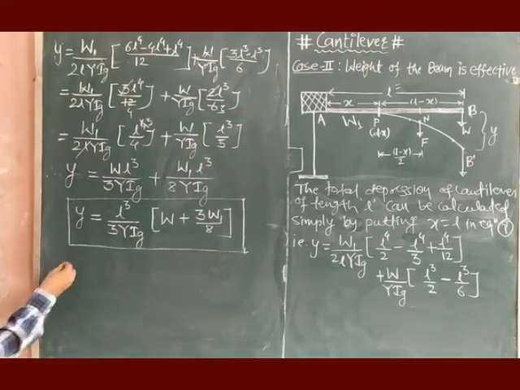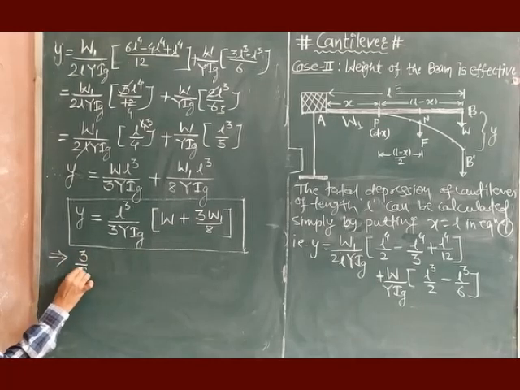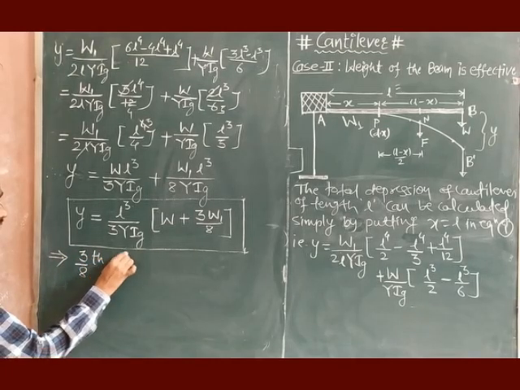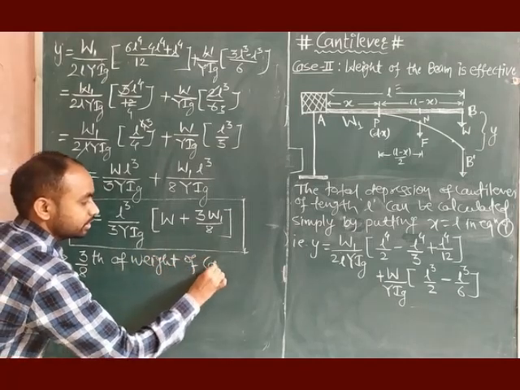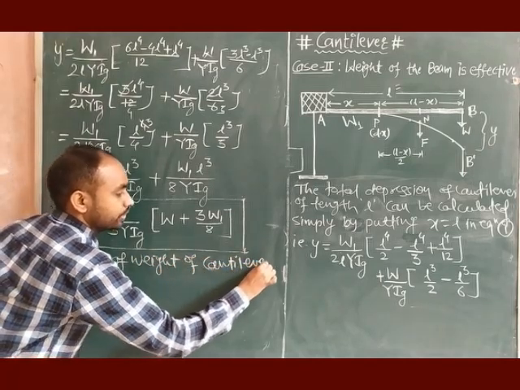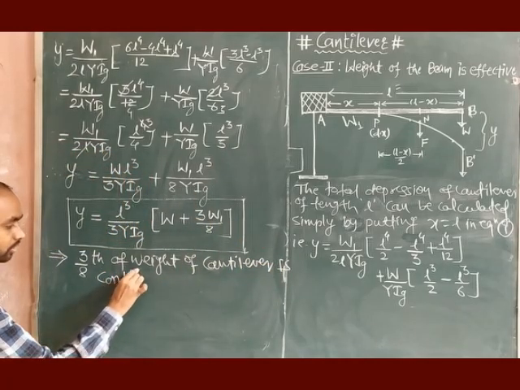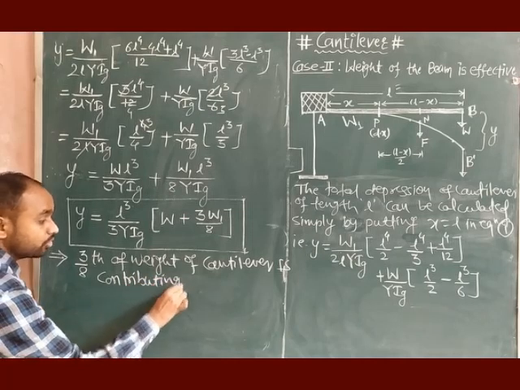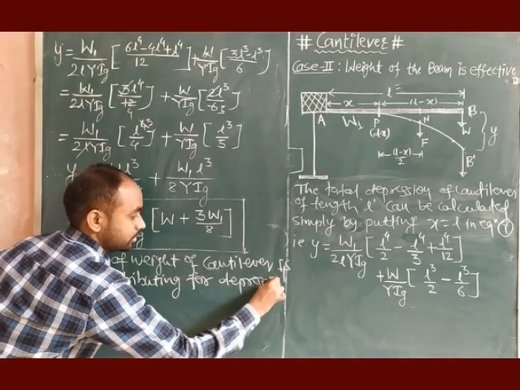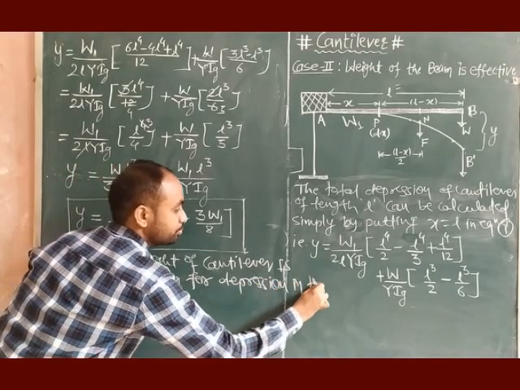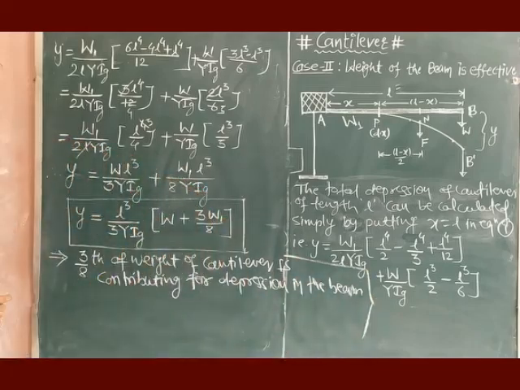So let me write here, right? This implies that 3/8 of the weight of the cantilever, or weight of the beam, is contributing for what? For the depression in the beam, or the depression in the cantilever. This is actually the conclusion, right?